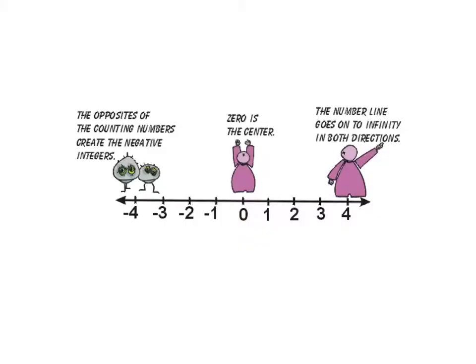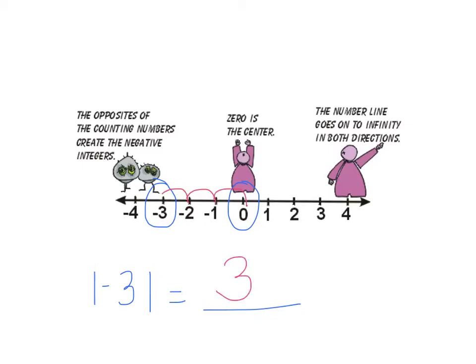So if we look at our number line here, and I wanted to find the absolute value of -3, I would look at -3 here and figure out the distance from that number to 0. So if we count, it's 1, 2, 3. So the absolute value of -3 is 3, because the distance from -3 to 0 is 3.